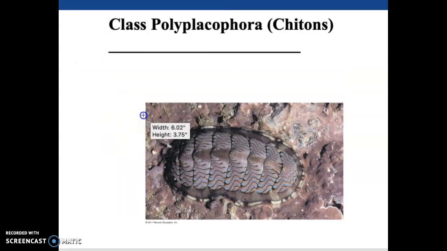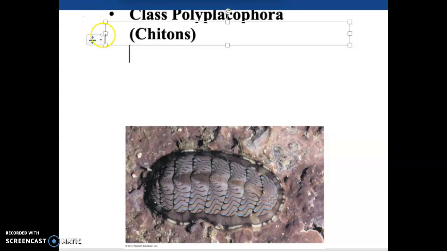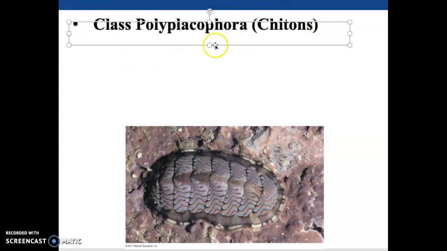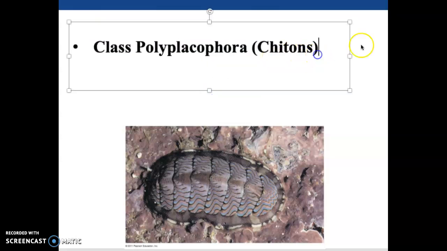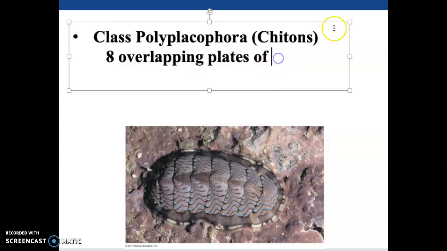So let me make this a little smaller to fit the information in here. All right, so members of this class, the key defining feature is that members of class Polyplacophora will have 8 overlapping plates of calcium carbonate for their shells.